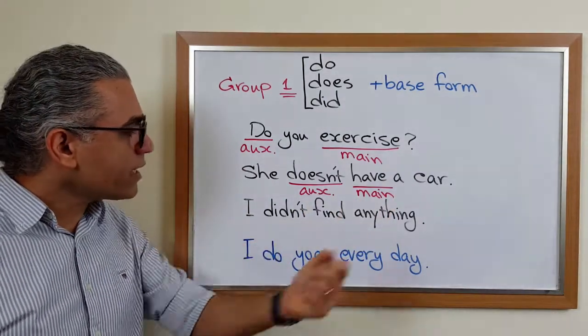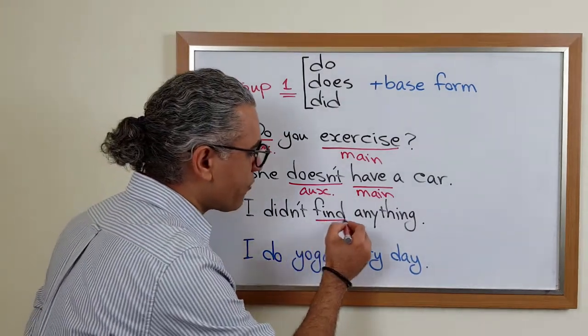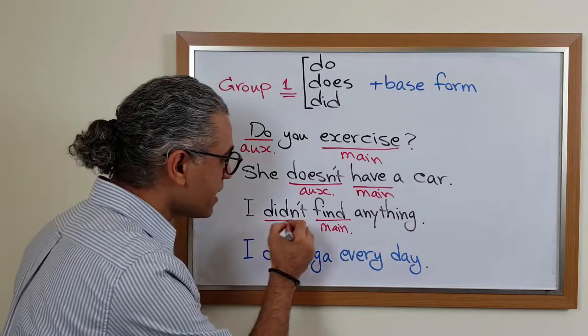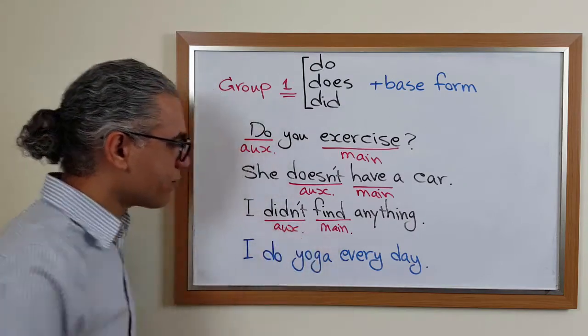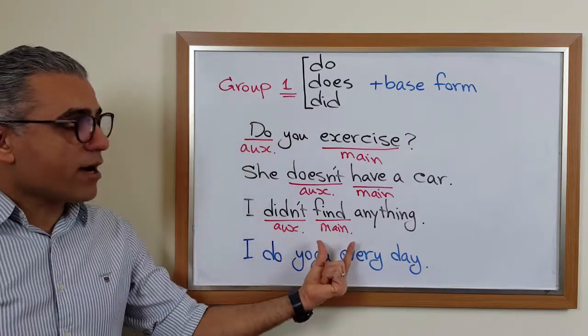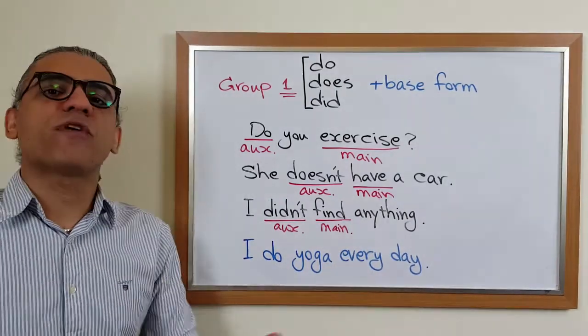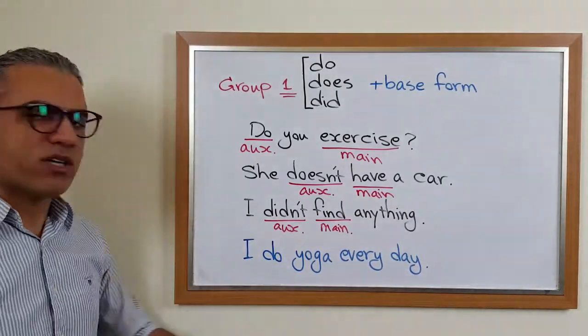Look at this one. I didn't find anything. Find is your main verb, and didn't is your auxiliary verb. We use find in the base form. For example, we never say I didn't found it, or whatever other forms.